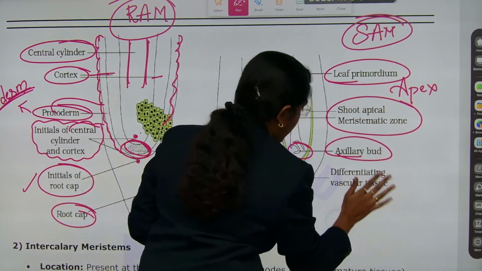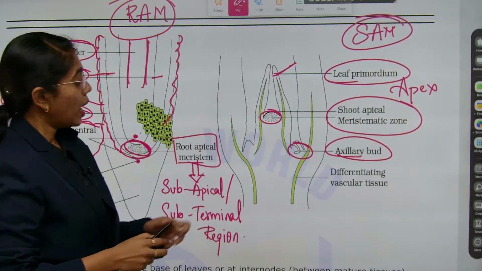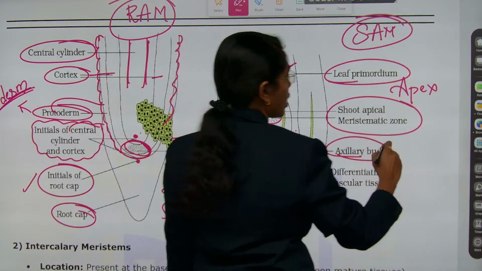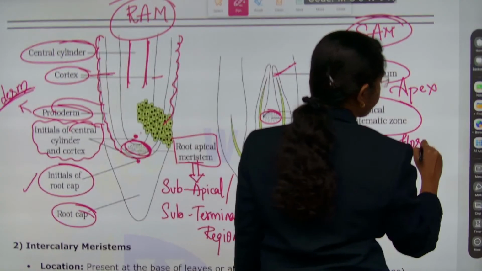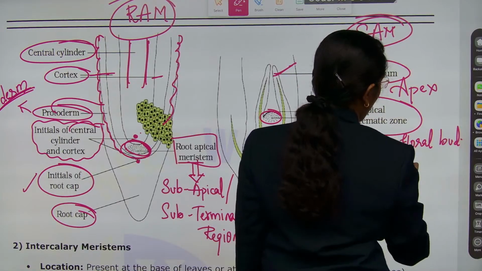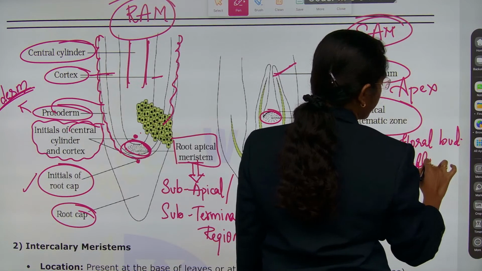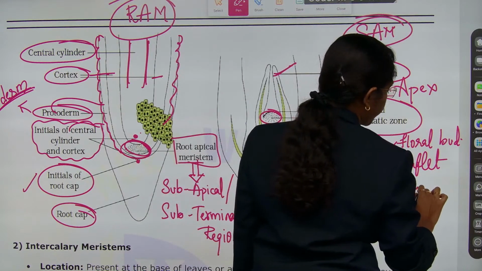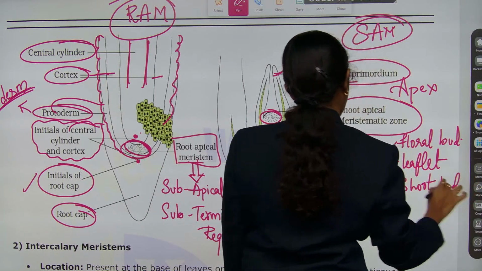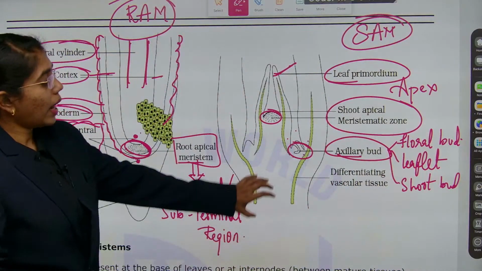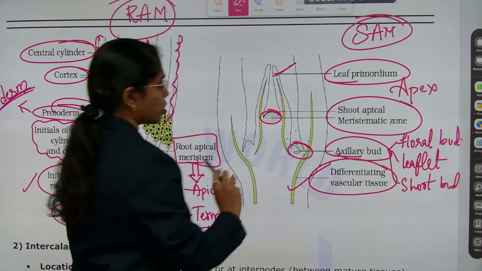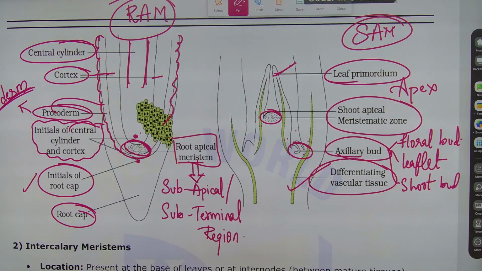At the axil region the axillary bud is formed, and this will have initial cells which can give rise to a floral bud or a leaflet, or it can give rise to a shoot bud. This can mature into any of these. Fine, right? In close proximity to the axillary bud, you can see differentiating vascular tissue.